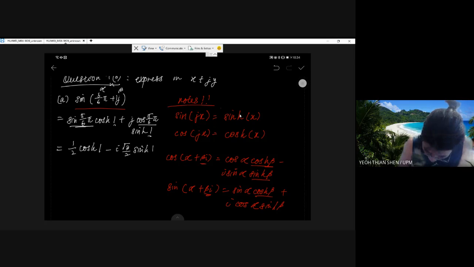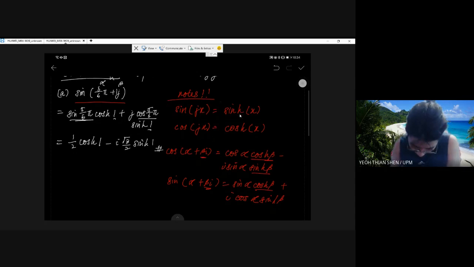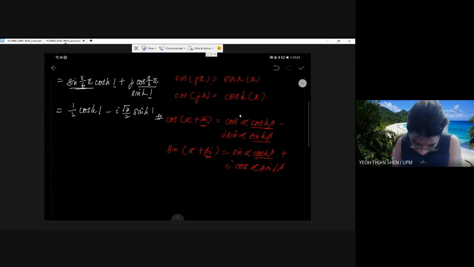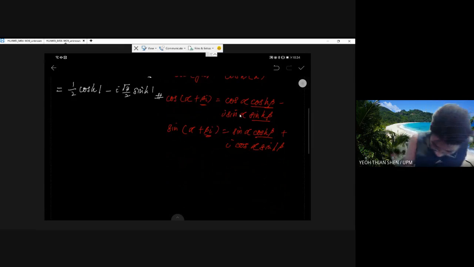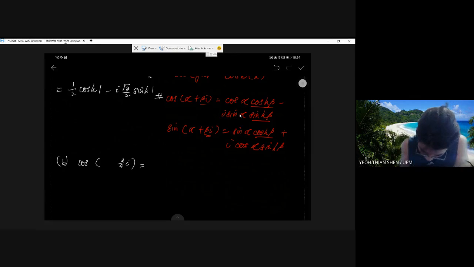Sine hypotenuse 1. So the final answer is this one. So you just simply write it into the formula. For B, cos 3/4 by OJ. So notice that there's only one angle right here, right?